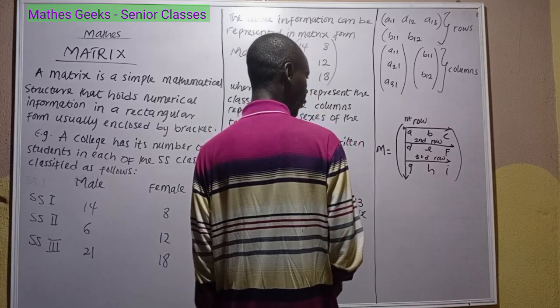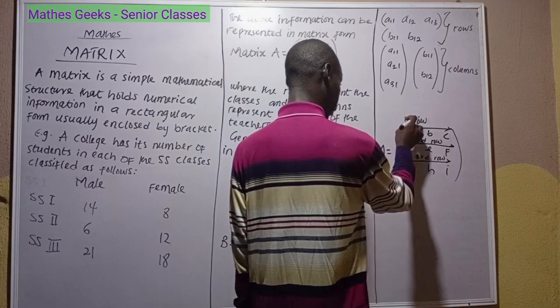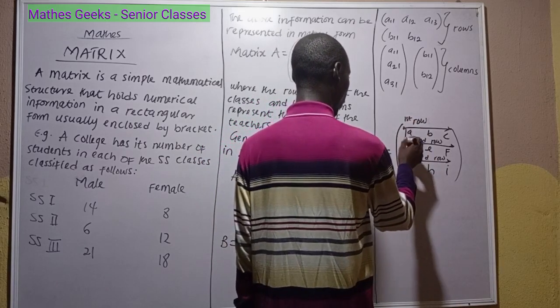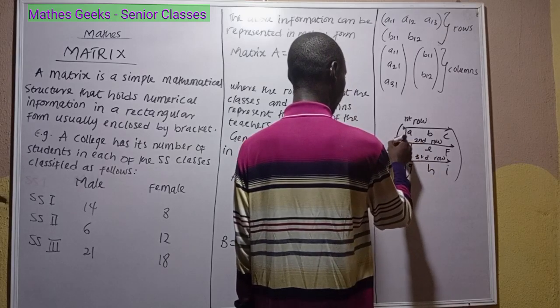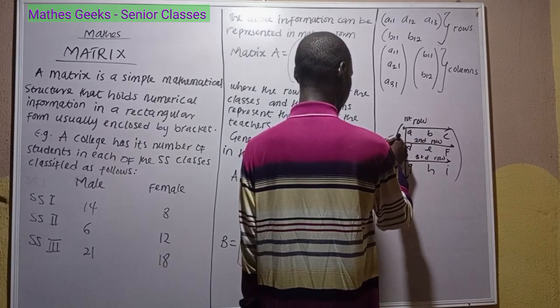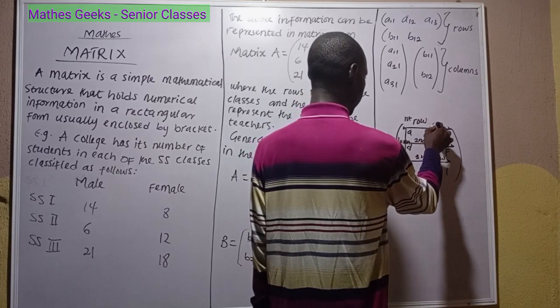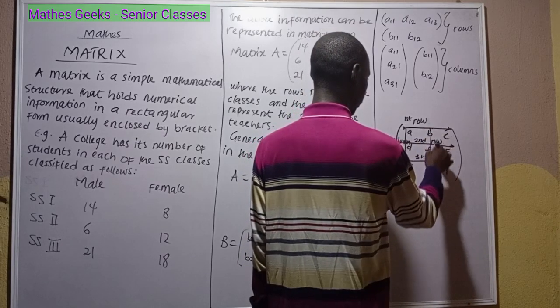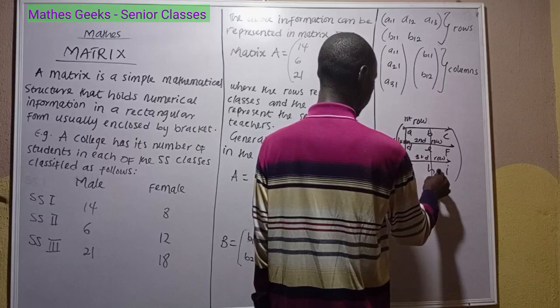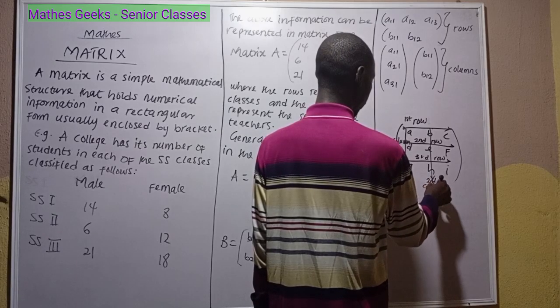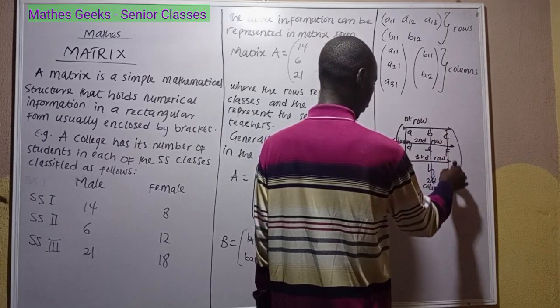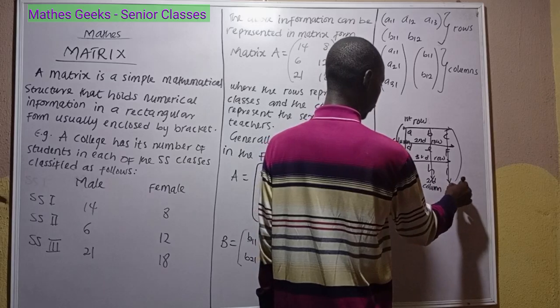And then if you are going from top to bottom, we call it column. So this is our first column, and then this is our second column, and then this is our third column.